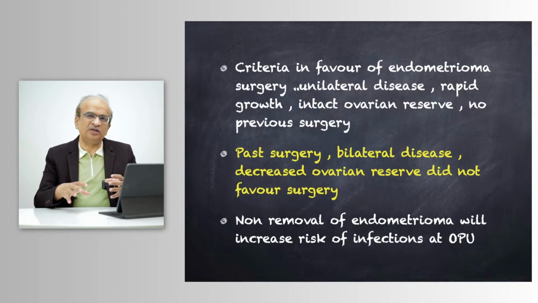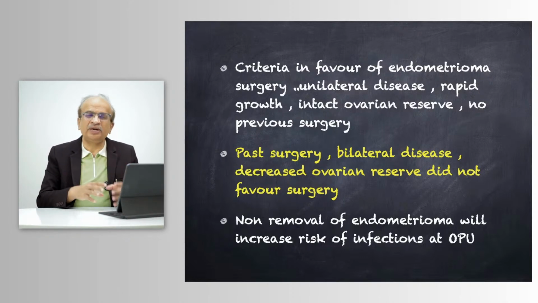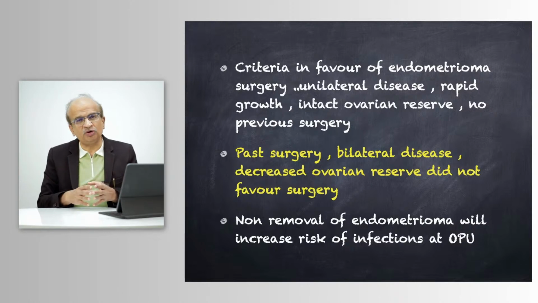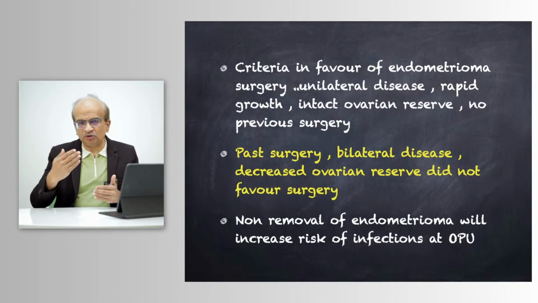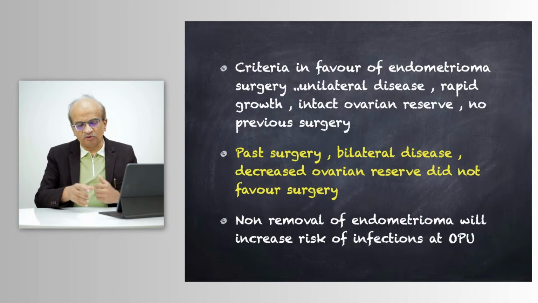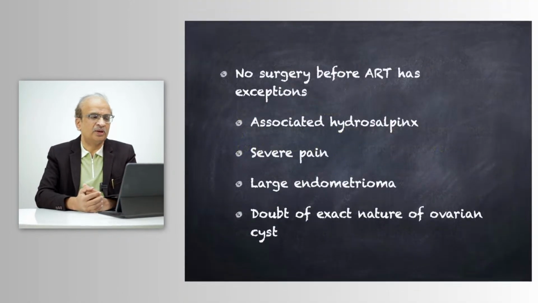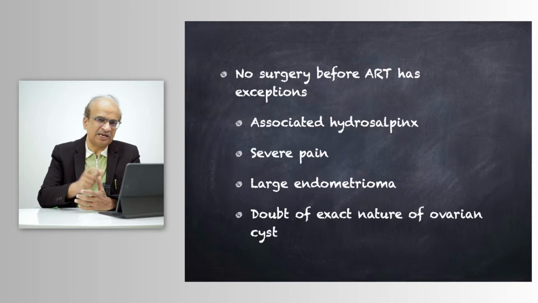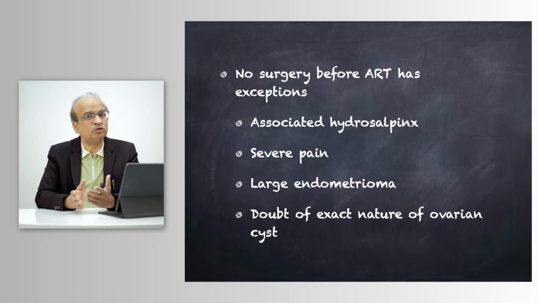the interests of the lady, the ovarian reserve, how big is the endometrioma, how proximal is the endometrioma to your probe, are the ovaries accessible. All those things will decide whether you're going to prepone your surgery or you're going to go for ART first. Before ART, now that has some exceptions, like there is an associated hydrosalpinx because of chronic inflammation. If there is severe pain and the patient is very much symptomatic.